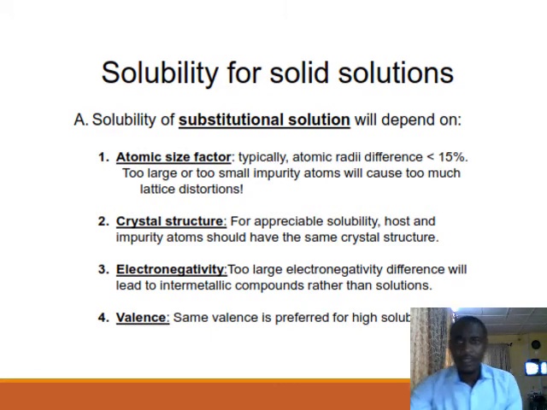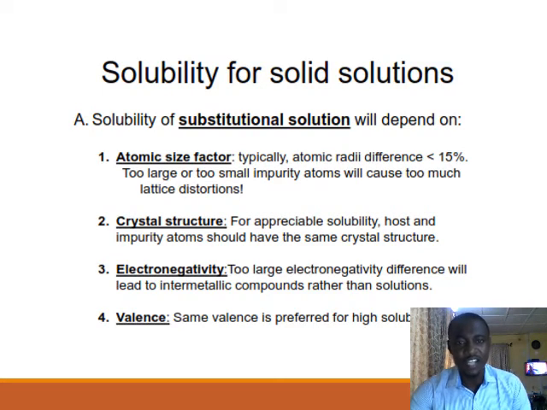So there are certain conditions that will allow you to create a solid solution. That condition is what we refer to as the solubility for solid solution. It is not all combinations of atoms that can give you a solid solution. Solubility for a substitutional atom is different from that of an interstitial atom. The first one, for a substitutional atom, depends on four factors. These factors are what I will explain now. I know I've explained this before, but I will still explain again.